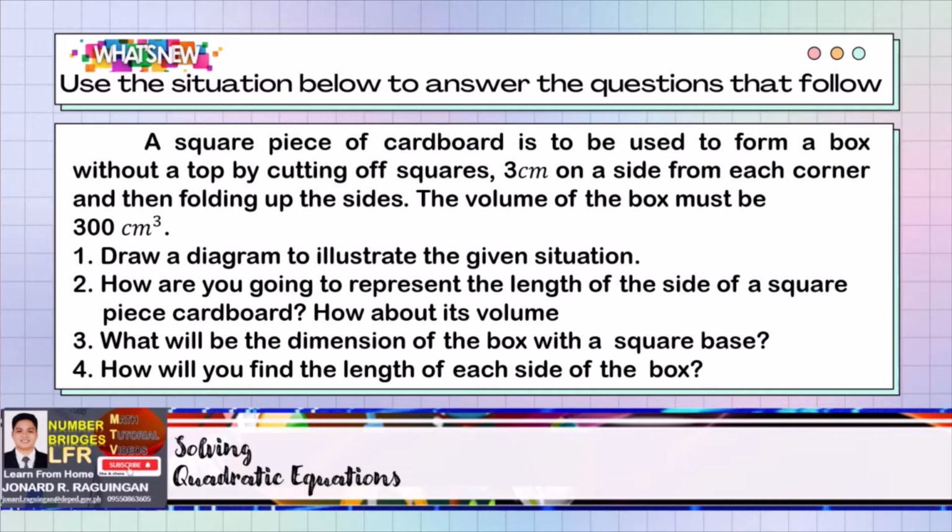1. Draw a diagram to illustrate the given situation. 2. How are you going to represent the length of the side of a square piece cardboard? How about its volume? 3. What will be the dimension of the box with a square base? 4. How will you find the length of each side of the box?